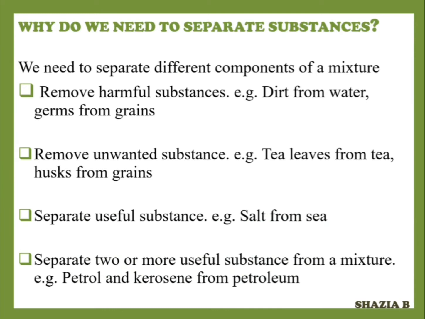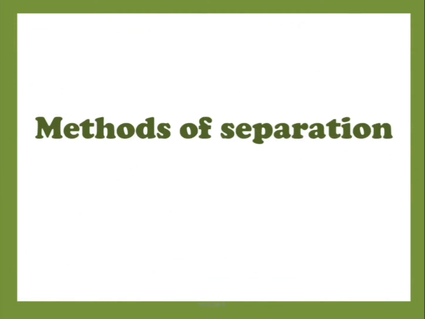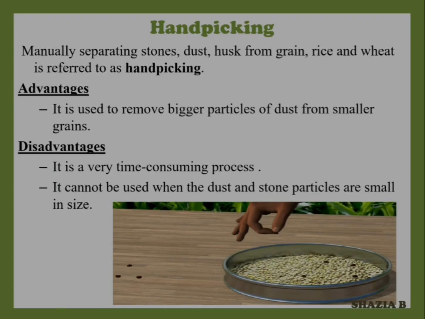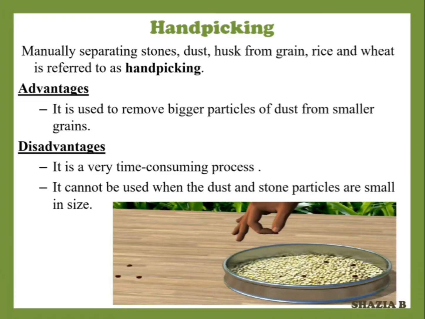Now we will talk about the methods of separation based on the types of contents or mixture that we are separating. So, methods of separation. The first method is hand picking. Manually separating stones, dust, husk from grain, rice and wheat is referred to as hand picking. That is, removing substances from a mixture with hands.